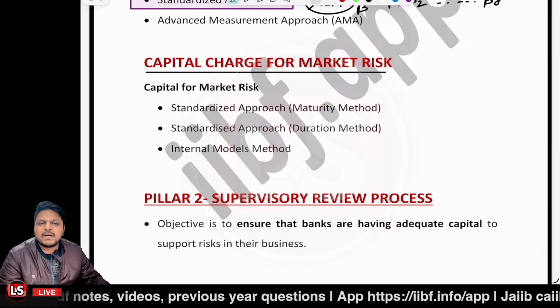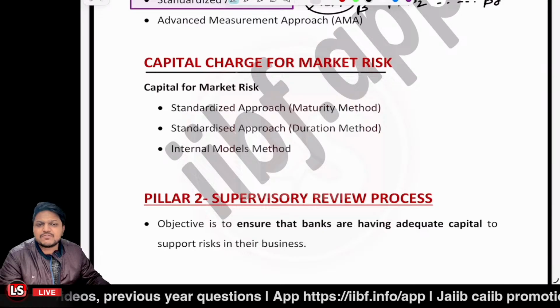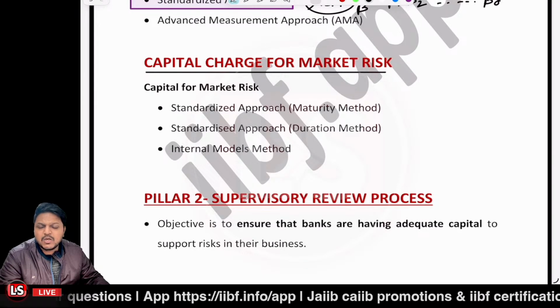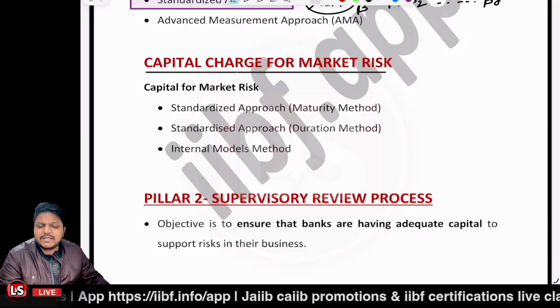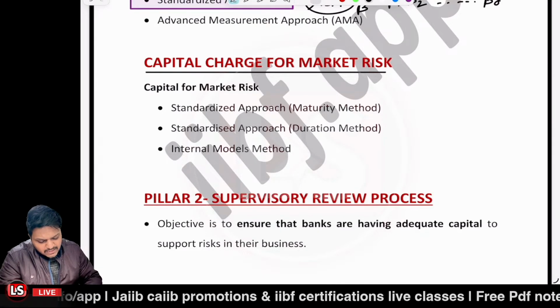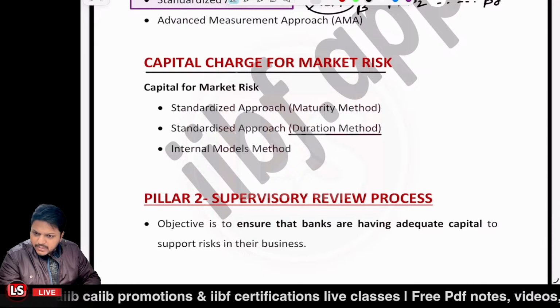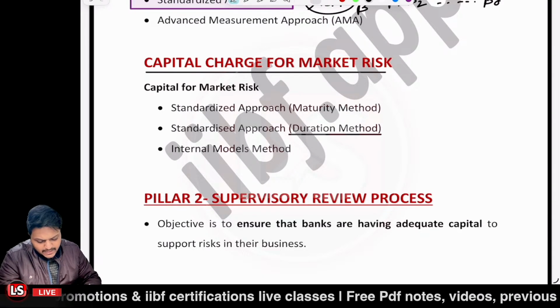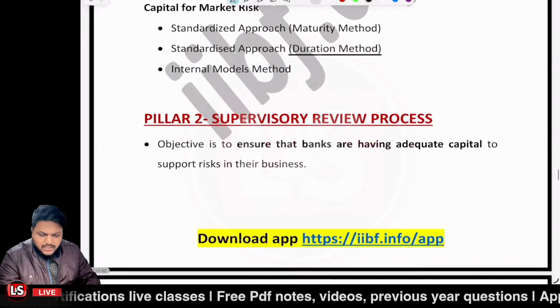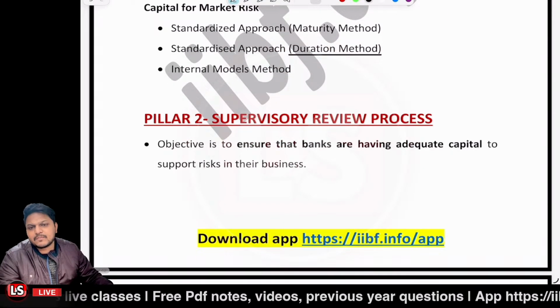Capital charge for the market risk. If we are to calculate the capital charge for the market risk, it is by the standardized approach, maturity method, or the duration method, or the internal model method. From the exam point of view, the duration method will be covered in the next unit, not related to this unit, and that is important only. Further, now let's move to the second pillar.